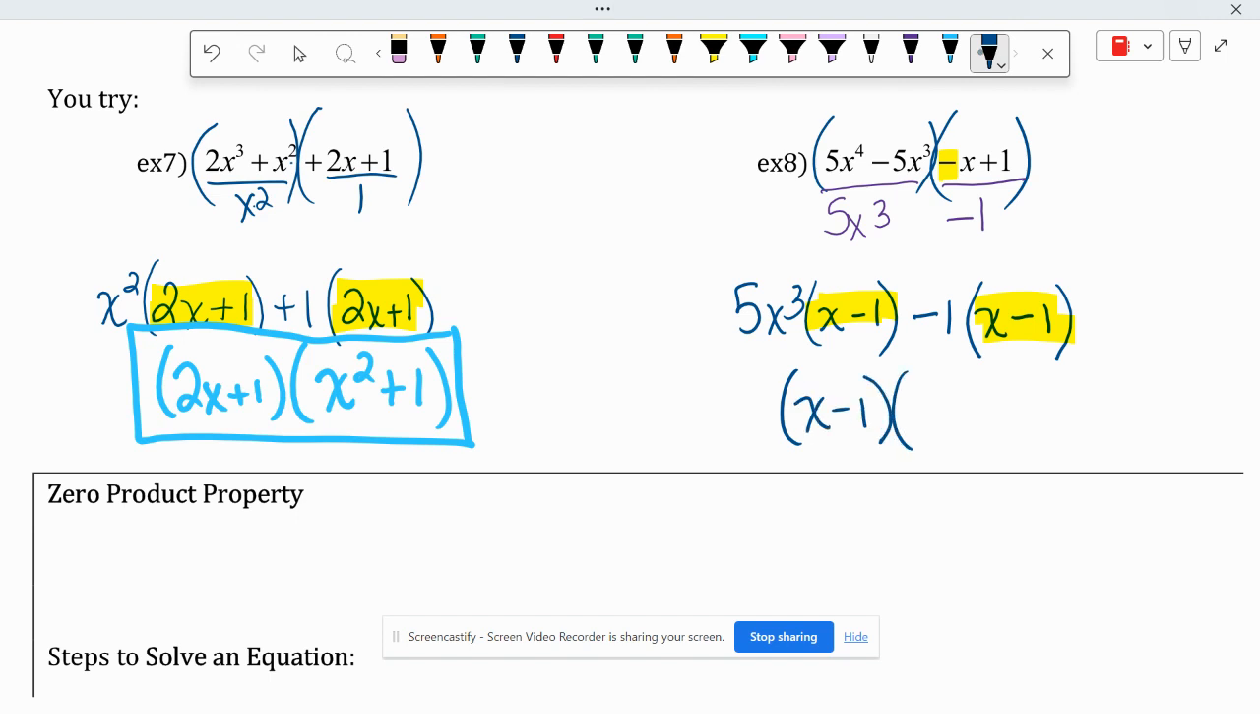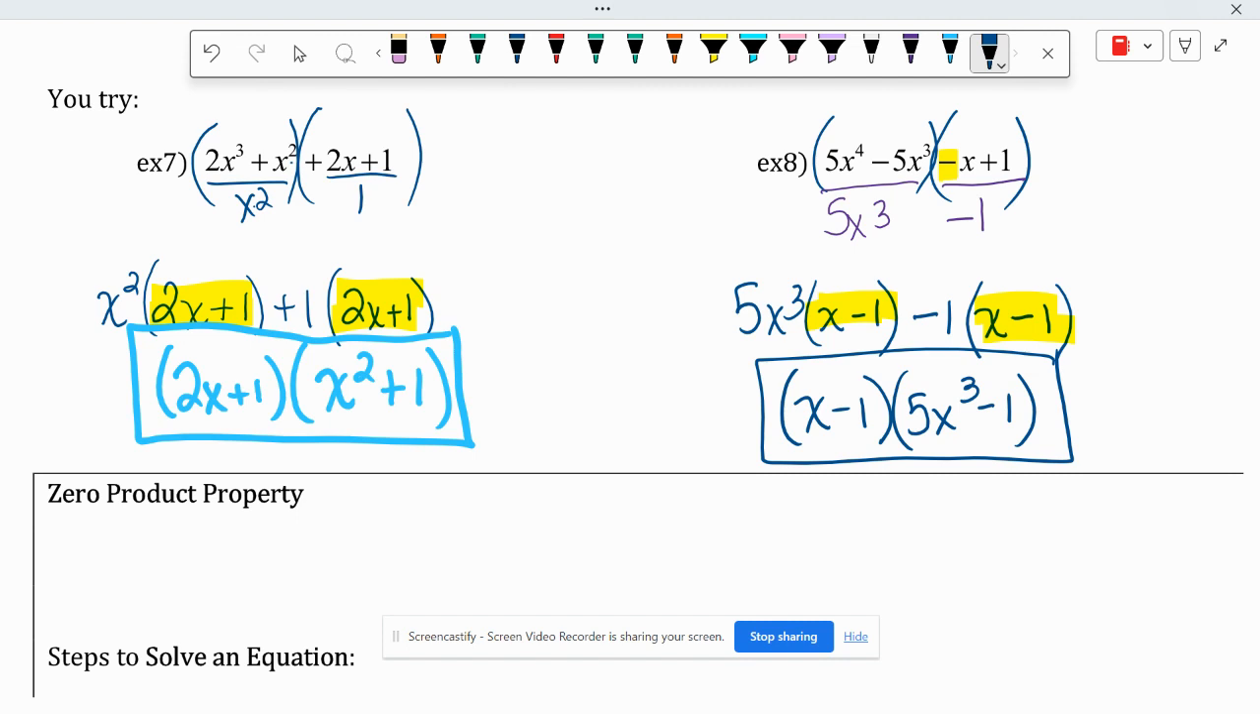Multiplied by, what do I have left? 5x cubed minus 1, I think, right? Did I do that one wrong? I think it should be 5x cubed. Yeah. Okay. We're almost done.